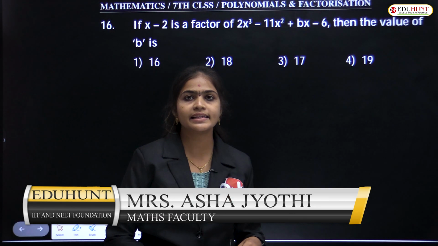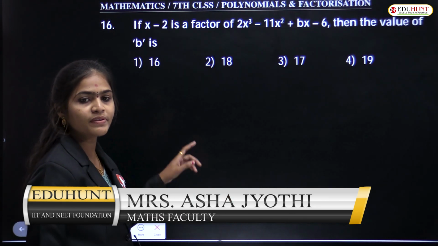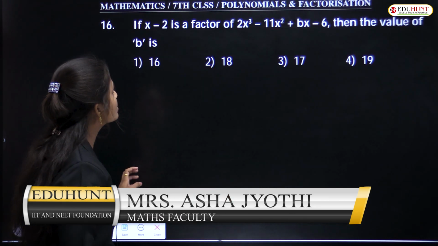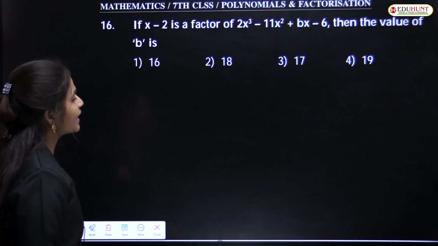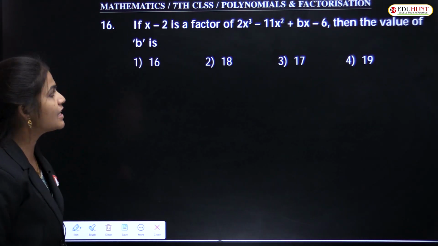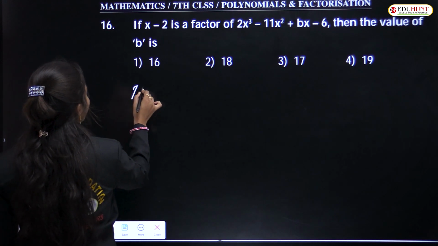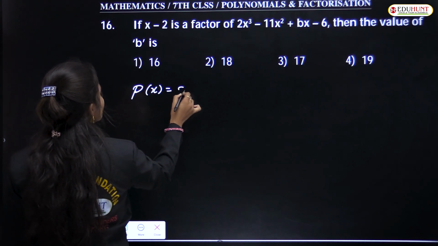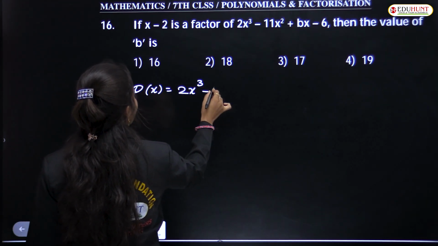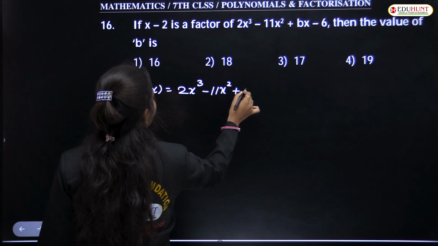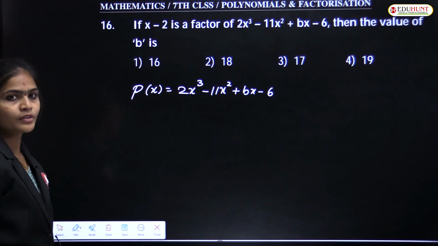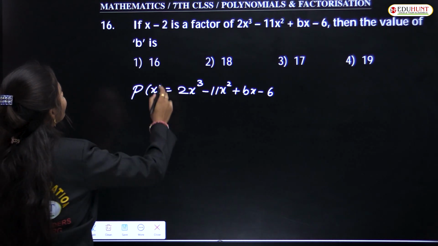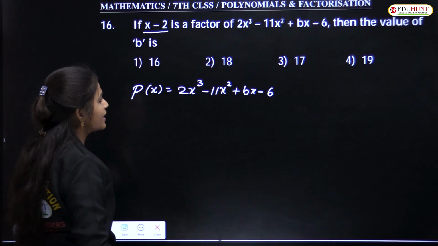So hi children, in this video we are going to discuss the problems from 16 to 20. Okay, so let us see the given question. Here, if x minus 2 is a factor of the polynomial p of x equals 2x cube minus 11x square plus bx minus 6, then find the value of b.